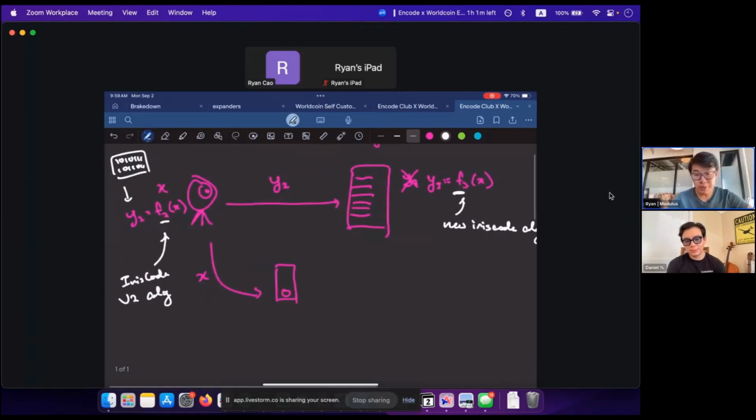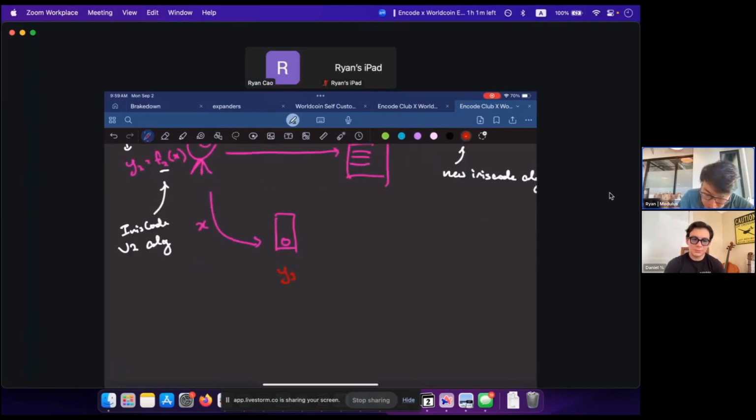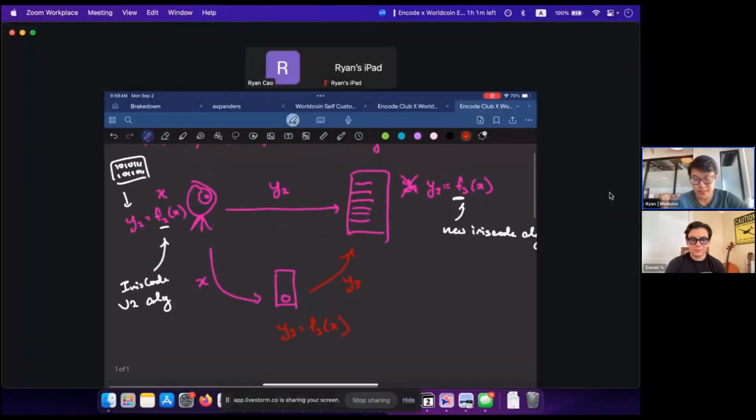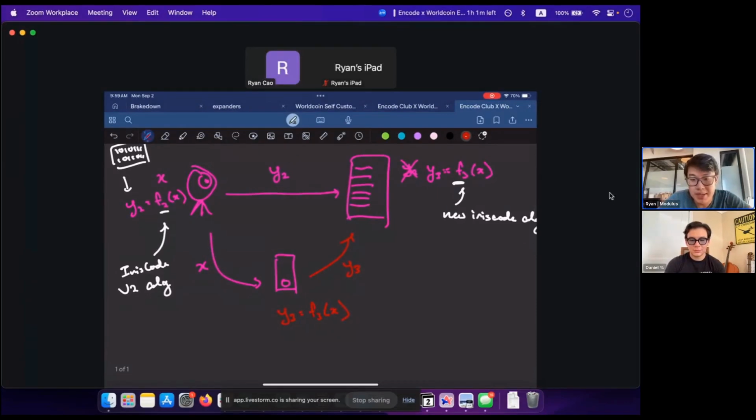Okay, so if we want to do this, how are we going to do it? Well, the obvious thing, since the user is the only person that actually has access to their biometrics, is to say, as Daniel was showing in the slides, hey, user, please compute Y3, please do this computation, Y3 equals F3 of X, and then please send Y3 to the Worldcoin servers. Now, I've written this in red, which means that we don't trust Y3.